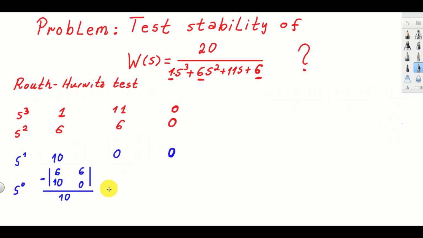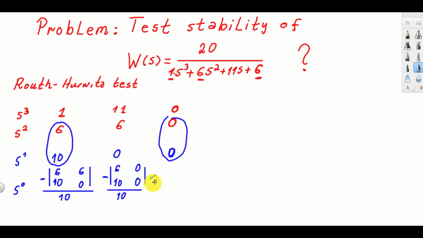Then let's construct the entry over here. In the denominator we will have this entry, that is 10, and in the numerator we will have a determinant of a matrix whose first column is this column and the second column is this column. So we have 6, 10, 0, 0, and with a minus sign. Good. Let's now evaluate these entries. Obviously, this is equal to 0.